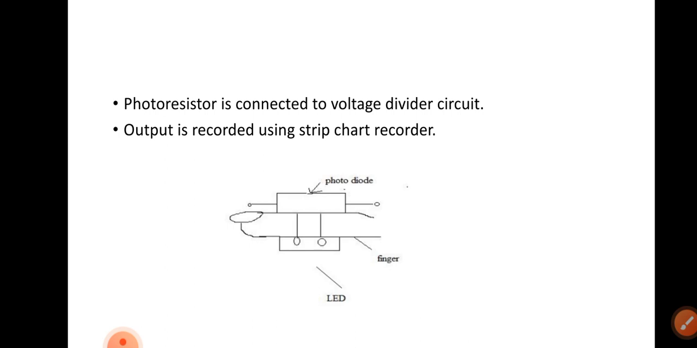And this is a picture of the transmittance method, which has an LED on one side and a photodiode on the other side, and between the diode and the LED we have a finger.